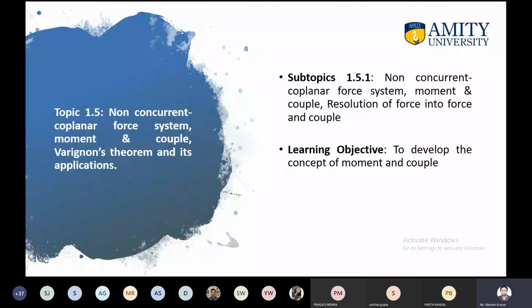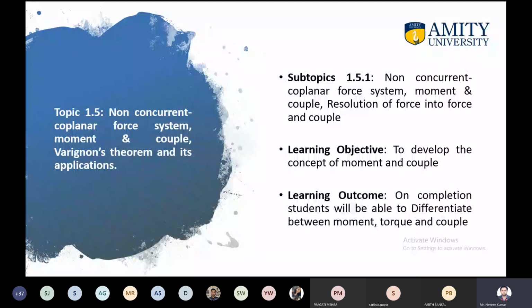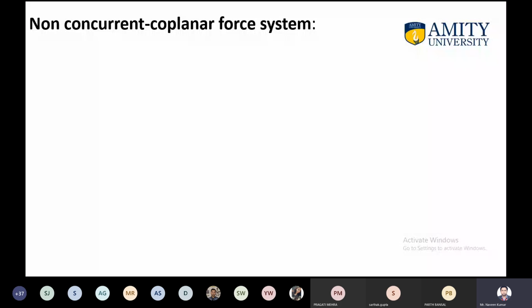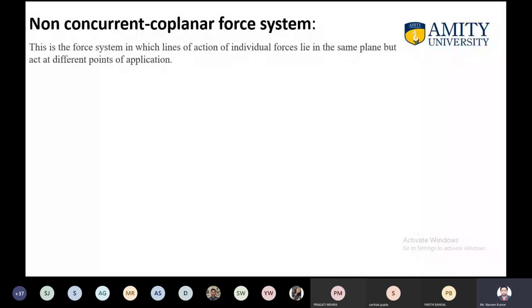In this we have the non-concurrent coplanar force system, moment and couple, and resolution of a force into a force and couple, and then the concept of moment. So see this diagram, non-concurrent coplanar forces.